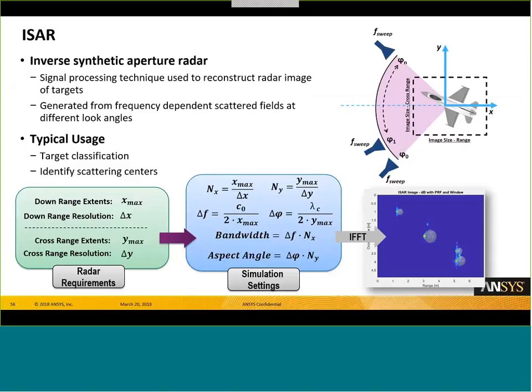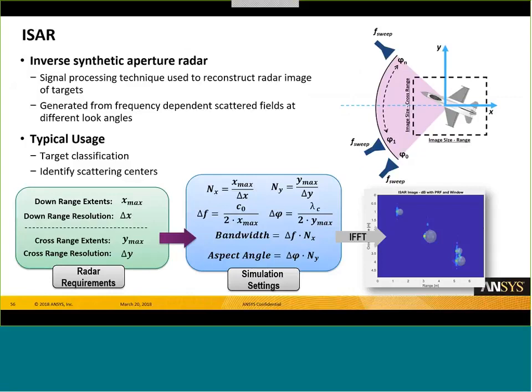Okay, so an ISAR image is focused on not only identifying features that are down or up range, but also to the left and right. We call that cross range. So the radar requirements actually become an image size requirement, and this defines the sweep angles and the steps in addition to the range settings previously discussed.